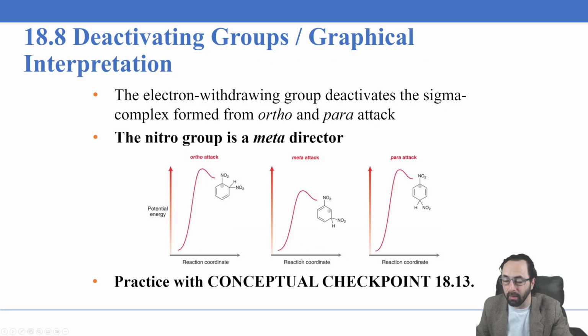So we can see here that we have the opposite situation. In all cases, the activation energy is kind of high, but we can see that the activation energy for the meta attack is much lower because it produces a much more stable carbocation intermediate versus the ortho and the para attack, which produce this carbocation intermediate that has a positive formal charge on the carbon attached to the nitrogen.